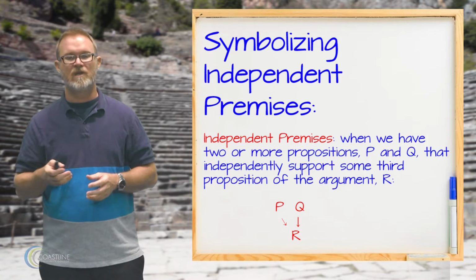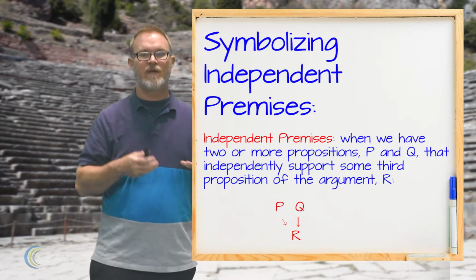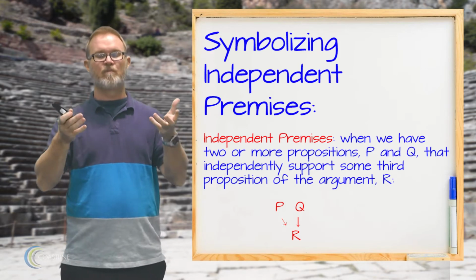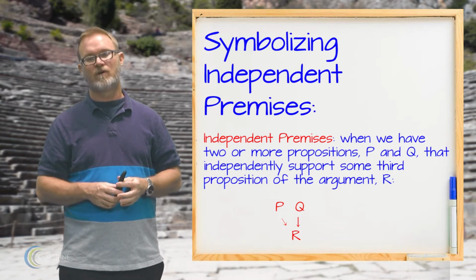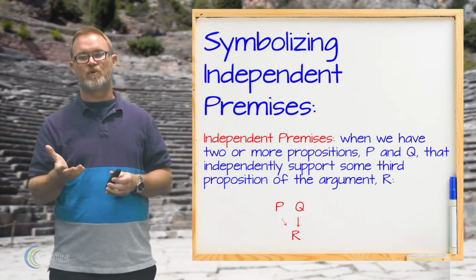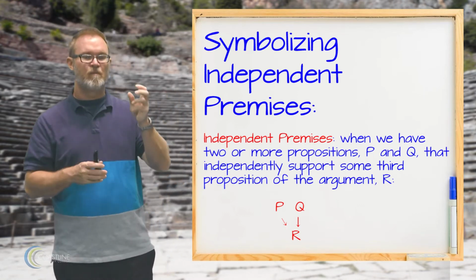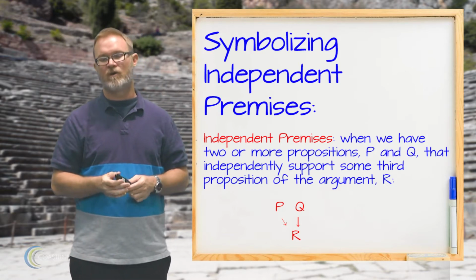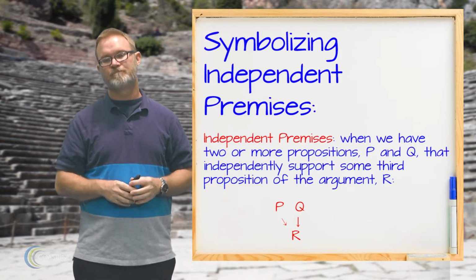Okay, the next type of symbolization is for what we call independent premises. In some cases, you might have two premises that independently support the conclusion of an argument. In this case, both of the premises are working on their own to support that same conclusion. So imagine P and Q are two different claims that independently support some conclusion R. In this case, what we do is we write P with an arrow to R. At the same time, independently, we write Q with an arrow to R. And so this symbolizes both P and Q being independent reasons for R.